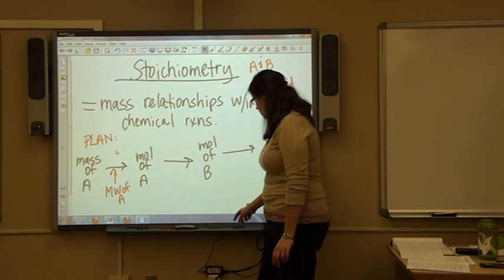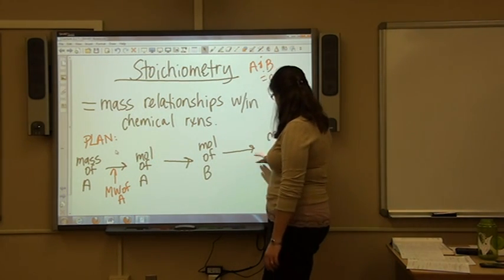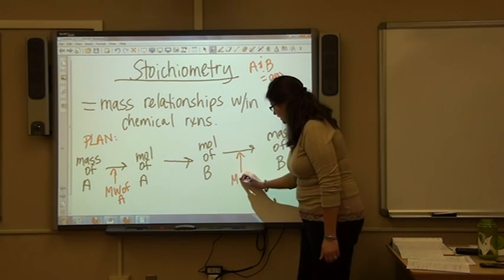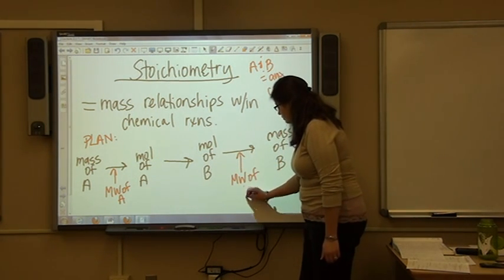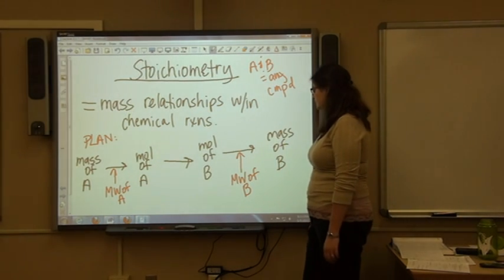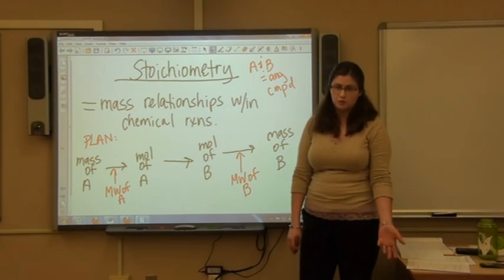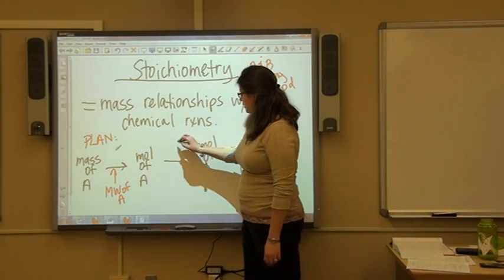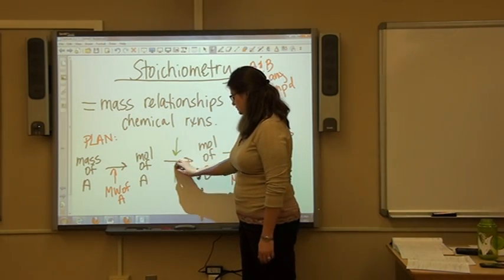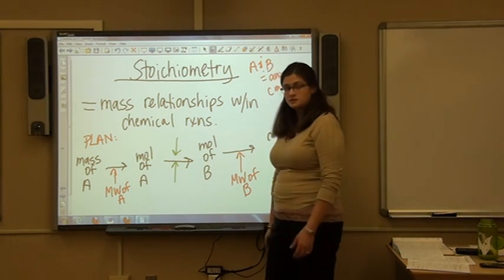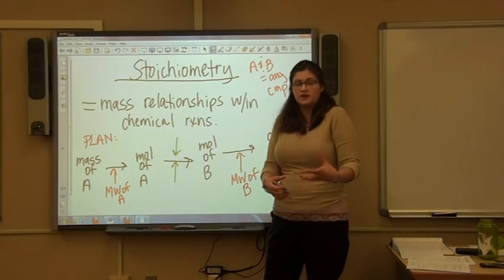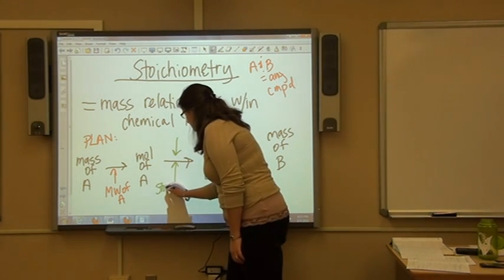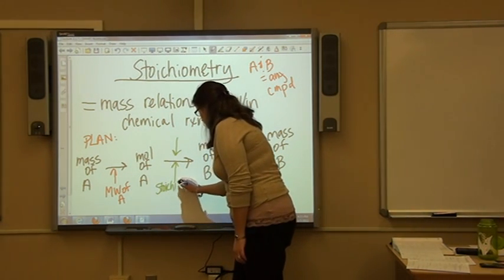And then to go from moles of B to mass of B, here again you will calculate your molecular weight of compound B this time. Both things we already know how to do. This is the part where everyone gets confused. In this section, in order to go from moles of A to moles of B, you're going to have to use your stoichiometric ratio.